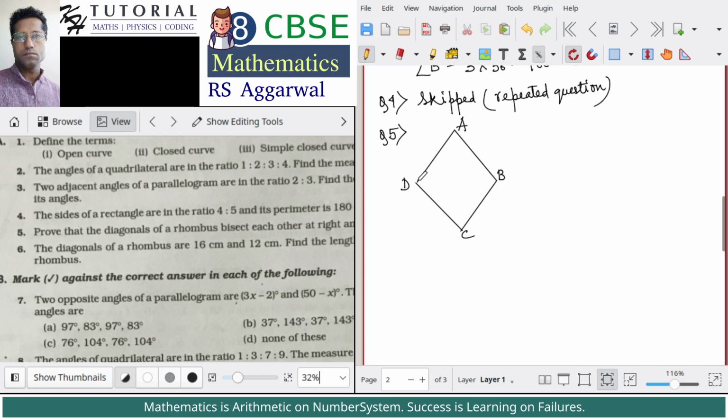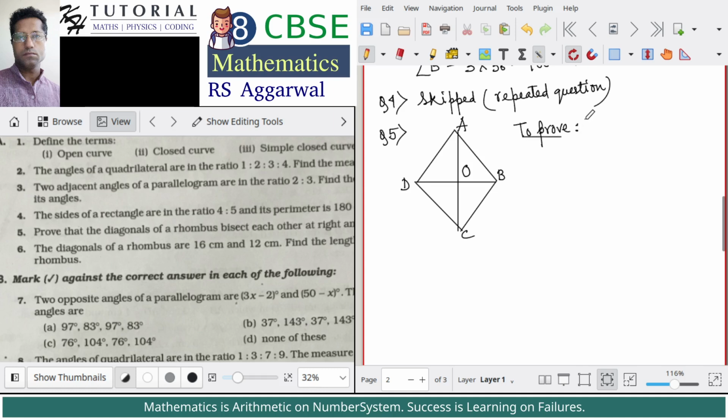ABCD is the rhombus. So AC is one diagonal and BD is another diagonal. We have to prove that, let's say, the diagonals intersect at the point O. We have to prove that the diagonals bisect each other at right angles. That means, to prove what we have to prove.